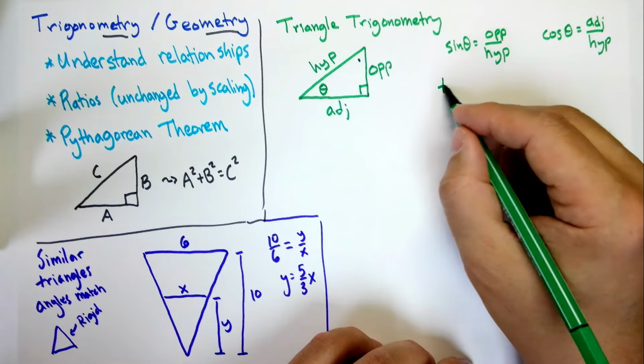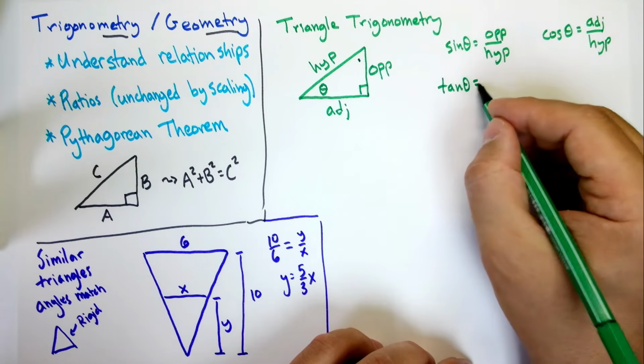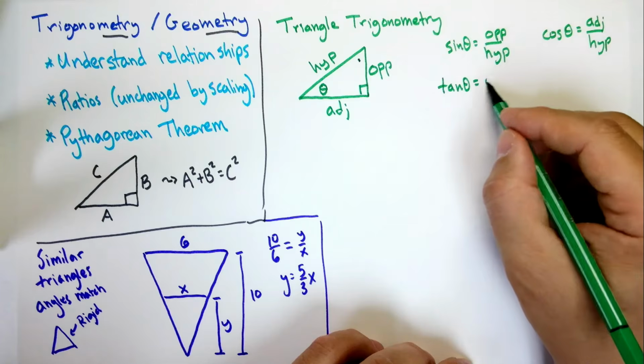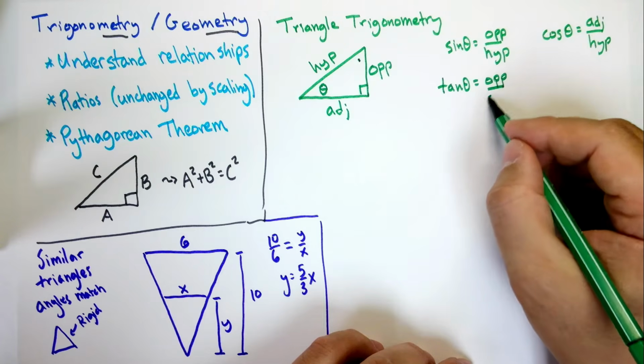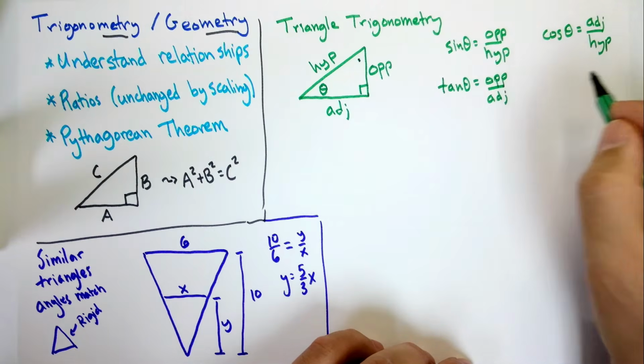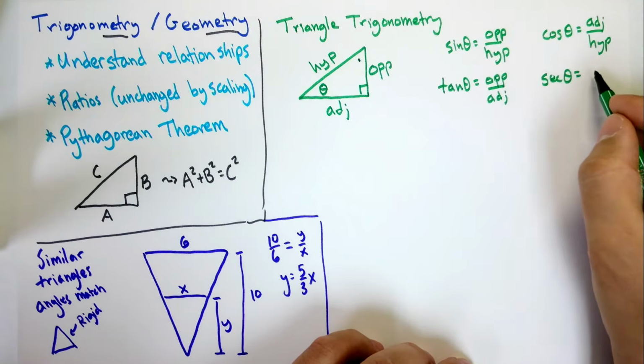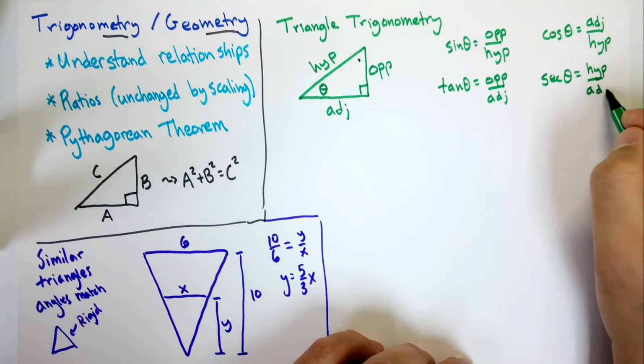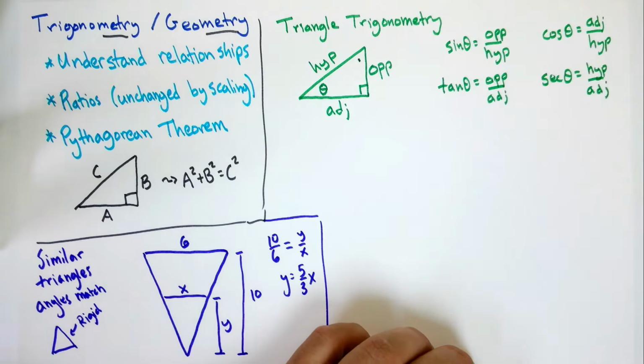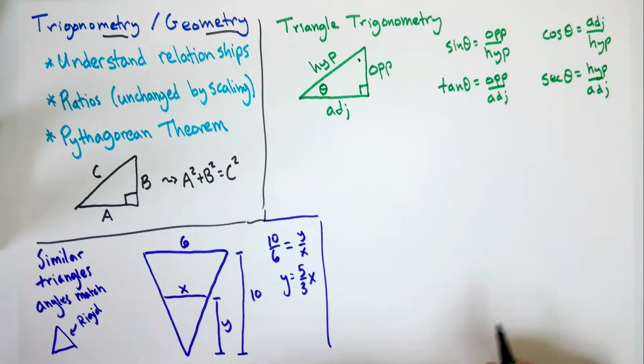The other two important ones we should know how to figure out. Tangent, that's the opposite over the adjacent. And finally, secant of theta, which is the hypotenuse over the adjacent. So these are the important ones. There's a couple of others, but almost always we'll restrict ourselves to using these.